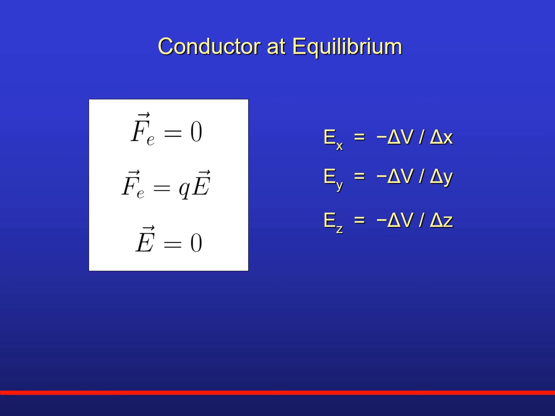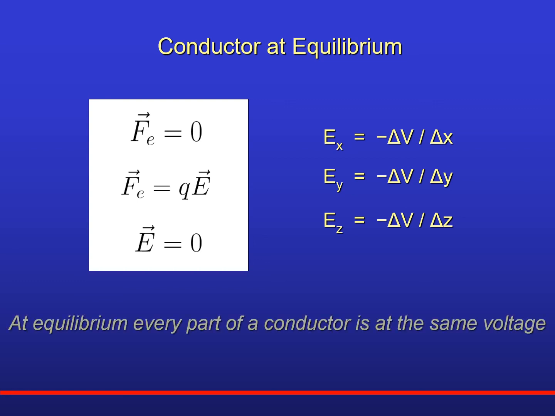I'm not saying there's no voltage. There can be a very high voltage. It could be thousands of volts. But the delta V is zero. In other words, at equilibrium, every part of a conductor is at the same voltage.